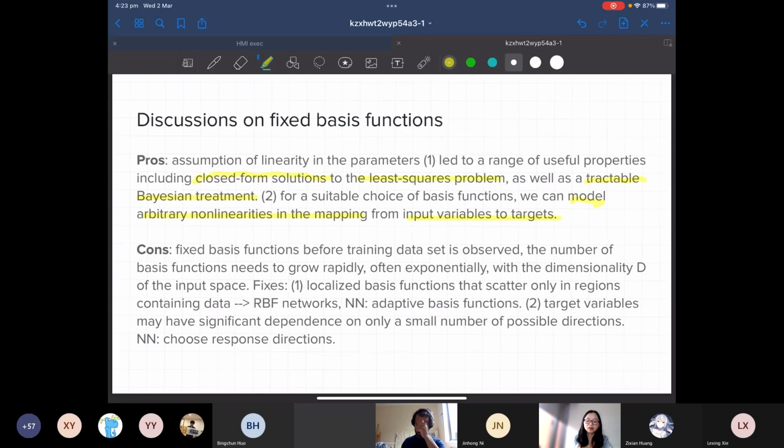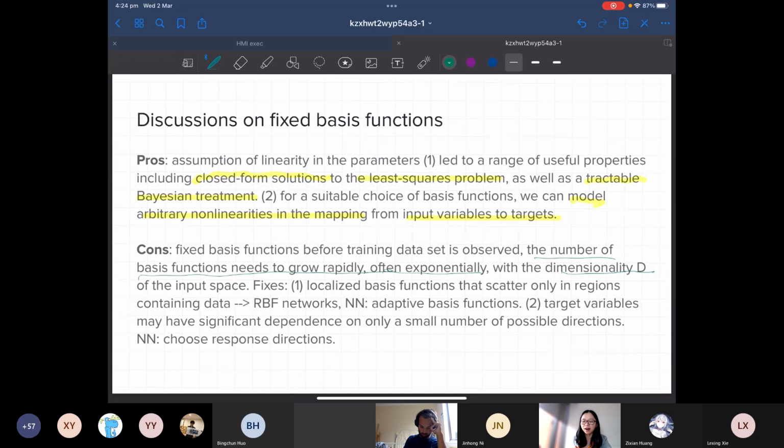Right, so the cons are that we need to decide on the basis functions beforehand, even if our data set is growing. I'm hand waving here, so this is a statement I'm not going to fully justify: sometimes the number of basis functions needs to grow rapidly, often exponentially, with the dimensionality d. You may be able to relate this because we talked about the curse of dimensionality.